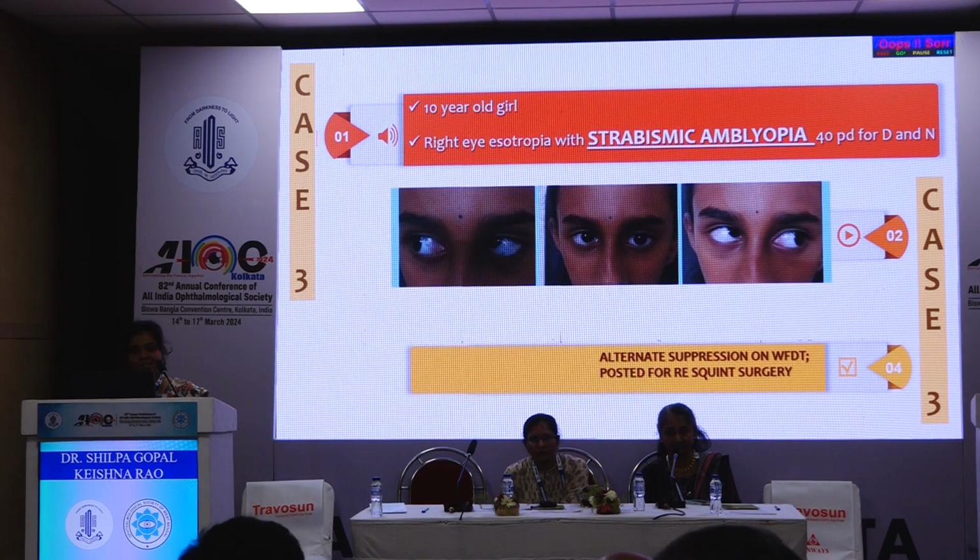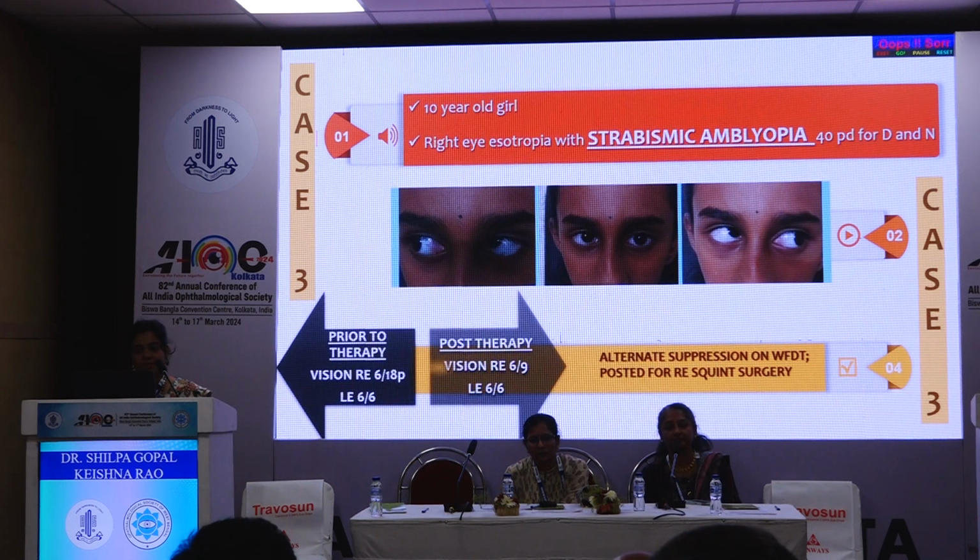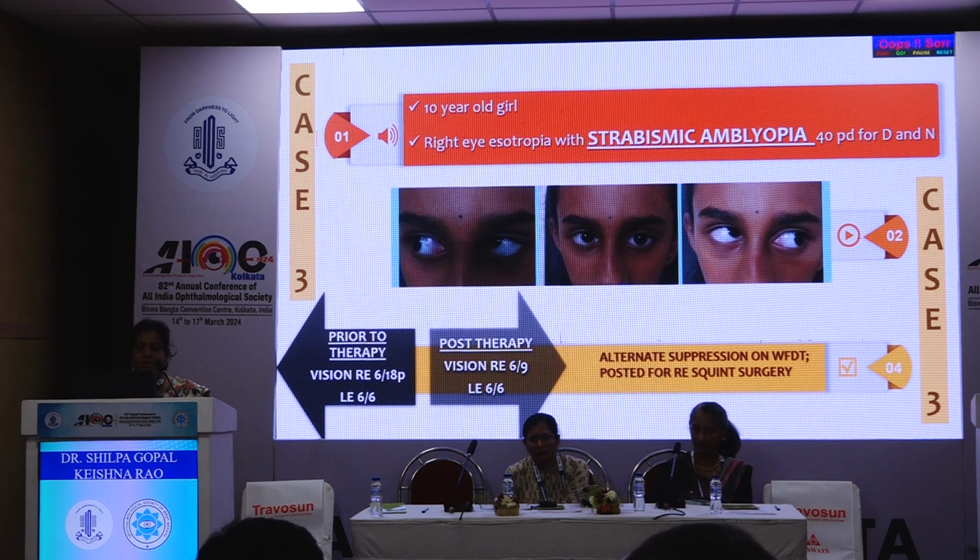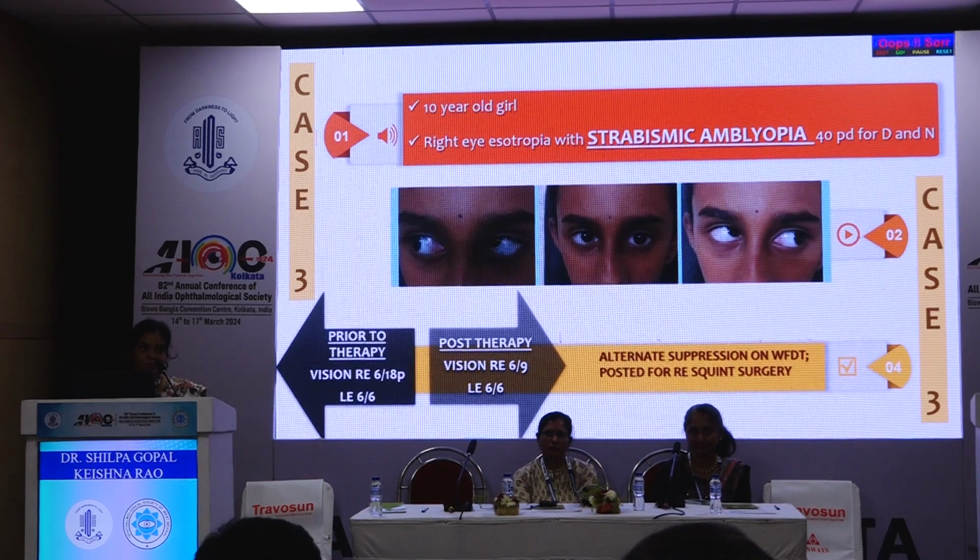I'll just run through these cases. This is one child who had strabismic amblyopia, that is, her right eye had a small esotropia and her vision was 6/18 partial. The other eye had vision of 6/9. Following the therapy, it has improved to 6/9 in the right eye, that is only one line difference between the two eyes. Following this, we could not improve it further. Hence, we have posted her for a squint correction, and her motor alignment was also improved after this.